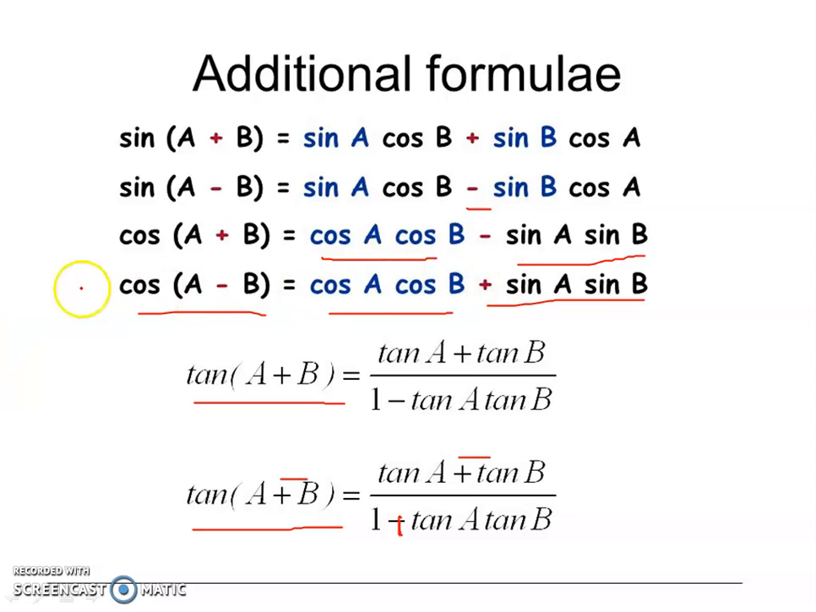So I revise again. Sin(A+B) is sin A into cos B plus sin B into cos A. Always remember that if you write plus here, it is minus there; if you write minus here, it is plus there. Always remember this form.